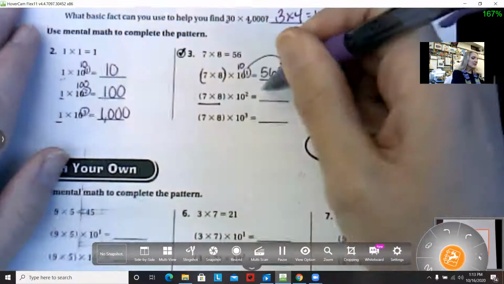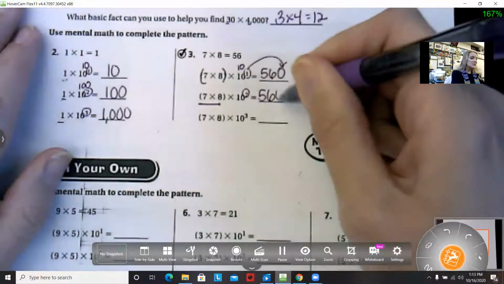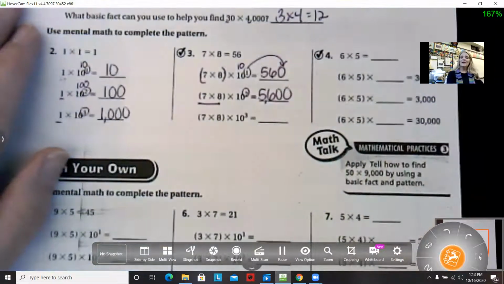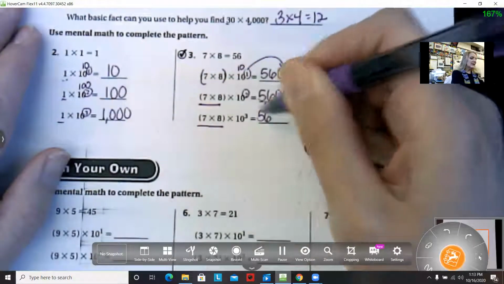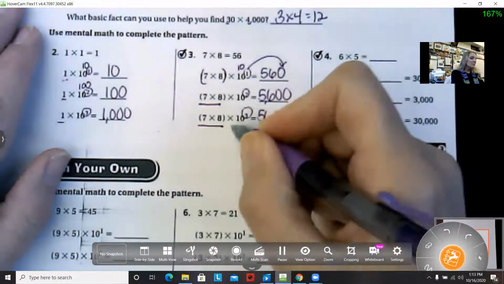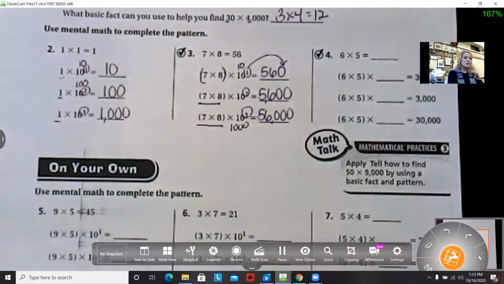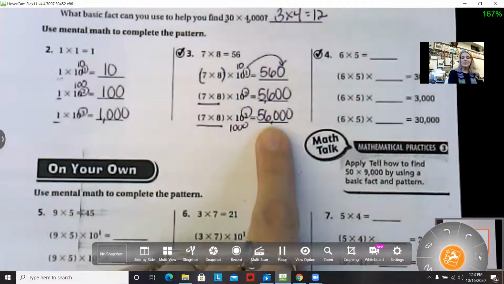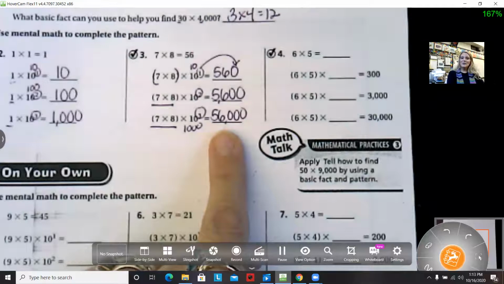7 times 8, 56. 10 to the second power means, hey, add 2 zeros to the end of me, and it's 5,600. 7 times 8, 56. And here we have to add 3 zeros because 10 to the third power means you're multiplying it times 1,000. And anything times 1,000, you just have to put those 3 zeros in the ones, tens, and hundreds place. All righty, here we go to number 4.